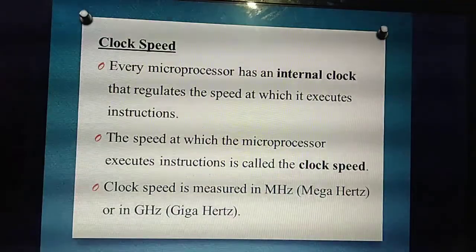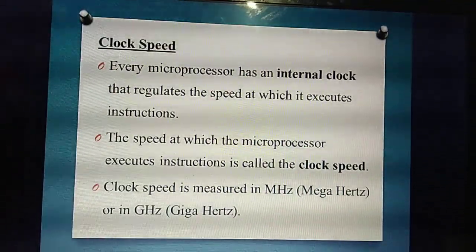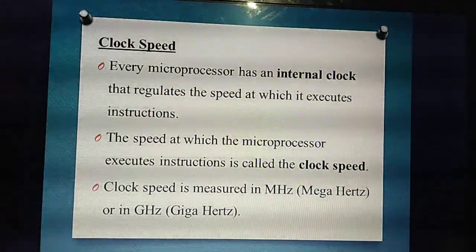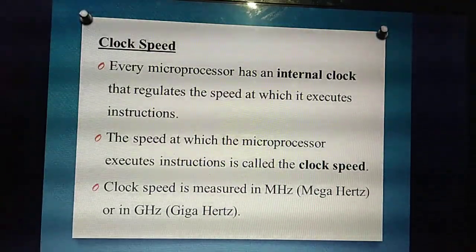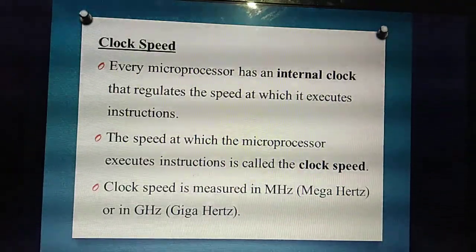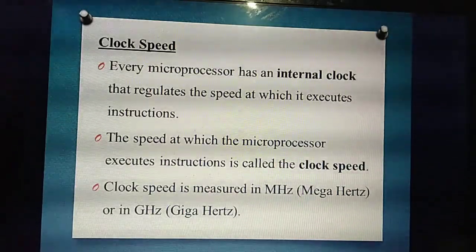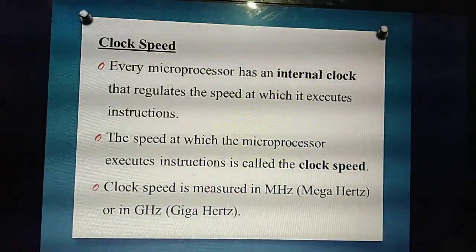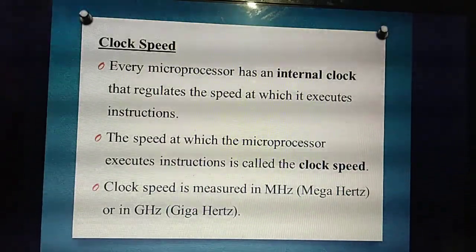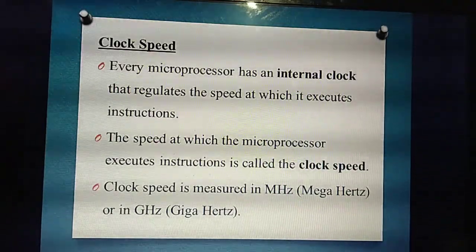What do you mean by clock? What's the use of a clock actually? We used to see time in the clock, isn't it? Likewise, every microprocessor has an internal clock. While designing itself, every microprocessor has an internal clock. Okay. What's the use of that clock? What's the use of the microprocessor? It will execute the instructions.